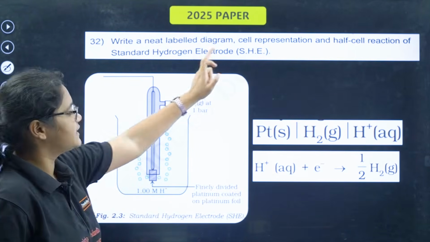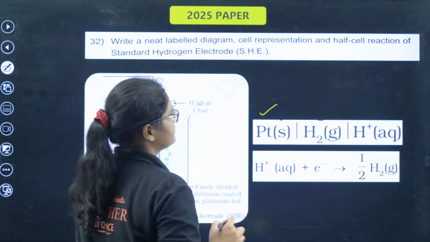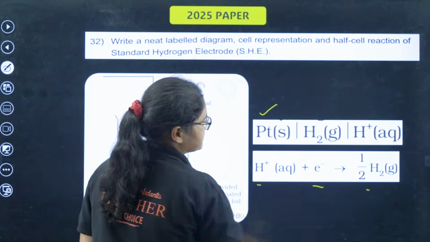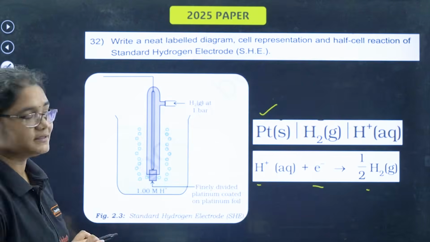Next, what you have to do is the cell representation. The cell is represented like this: platinum, hydrogen and H plus, and the half cell reaction. So the half cell reaction is H plus plus electrons gives you half H2. So 1, 1, 1, total you will get 3 marks here.